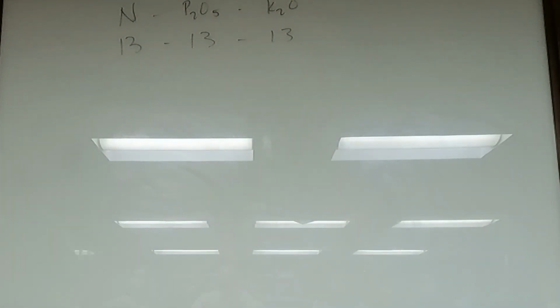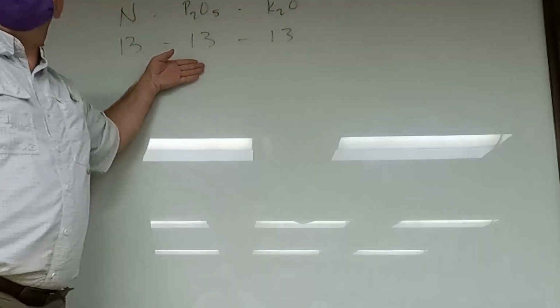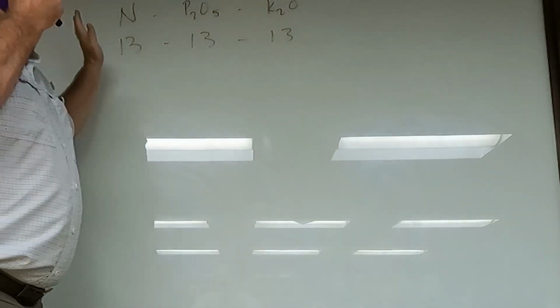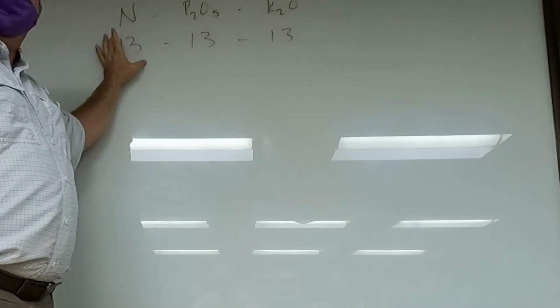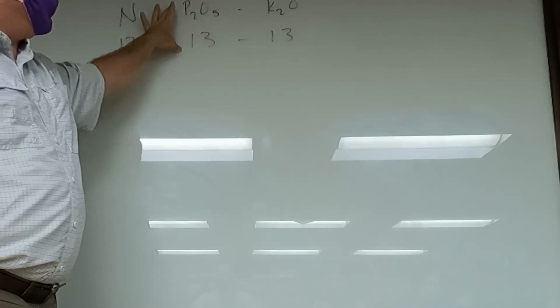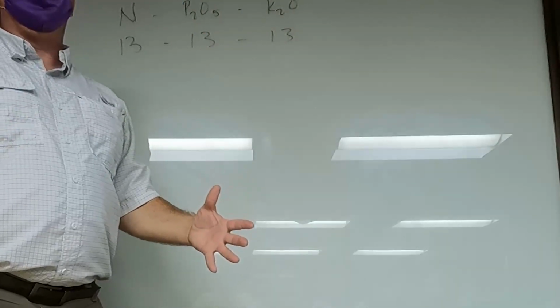Most of us are familiar with triple 13, right? Or triple 19, some sort of fertilizer. So in every bag, you'll see a guaranteed analysis. And that guaranteed analysis means that if this were a 100-pound bag, there would be 13 pounds of nitrogen in it. This is a percentage. There are 13 pounds of P2O5, and there are 13 pounds of K2O in a 100-pound bag.